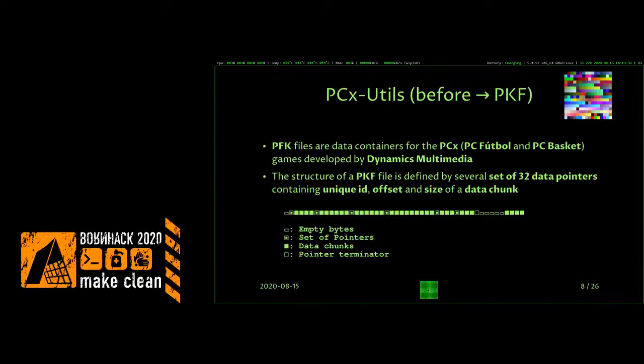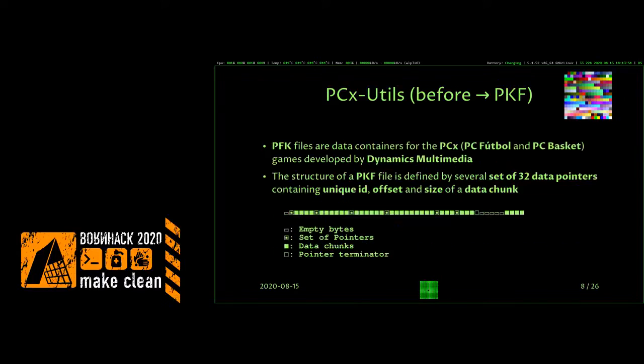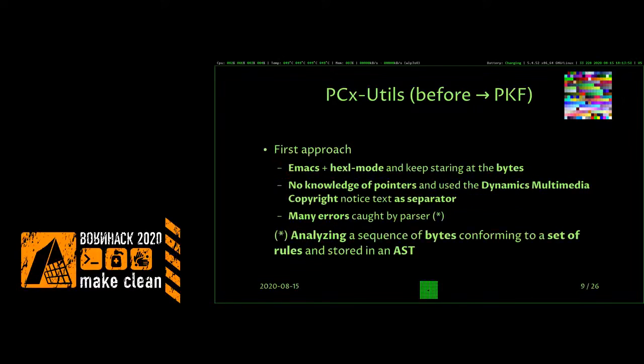The problem with this approach is, even though I got some information from these teams, I got a lot of errors. It was just guessing, because I had absolutely no clue. I didn't know this yet. I didn't know there was some kind of pointers here. So this was my first approach: just take Emacs, put it in hexl mode, and try to look into the bytes.